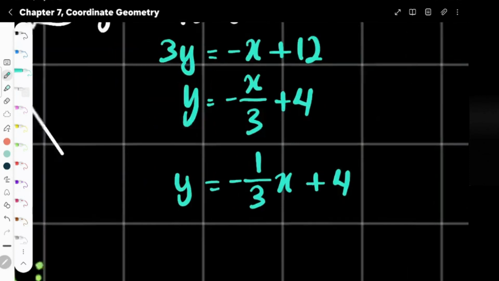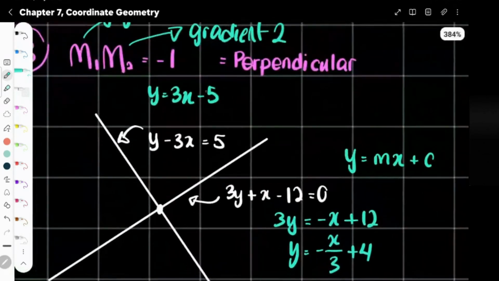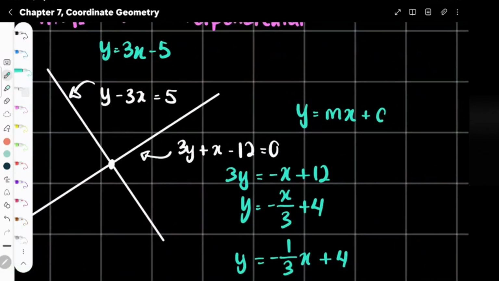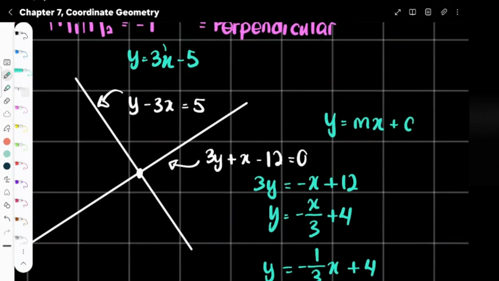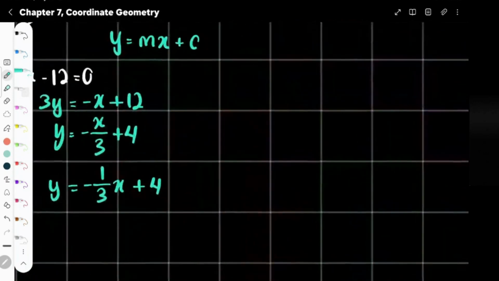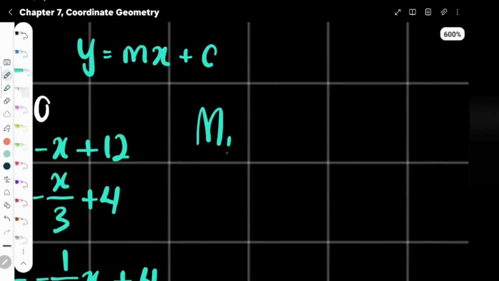So now you've got two equations with the y being alone. Now they ask you, is it perpendicular? The answer is yes. You know how to prove that? You just have to multiply the m's. Remember, this is the mx in mx plus c. So you just have to multiply the 3 with this negative 1 over 3. That's why I left it alone. And you should get negative 1. You don't believe me? So m1 times m2 equals negative 1.